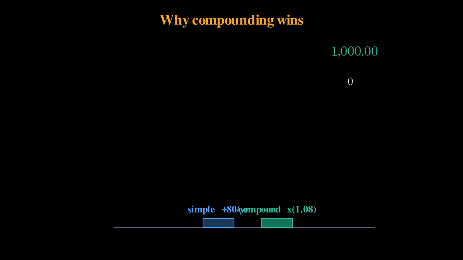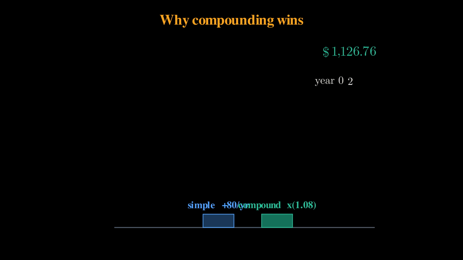Let's watch that snowball. 2 accounts, each starting with $1,000 at 8%. On the left, simple interest. It adds a flat $80 every year, so its bar climbs in equal steps, a straight line. On the right, compound interest, multiplying by 1.08 each year. Early on, they look almost the same.